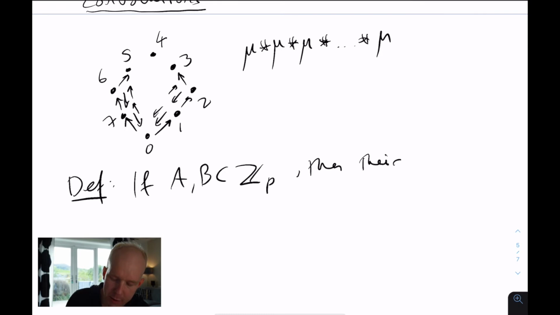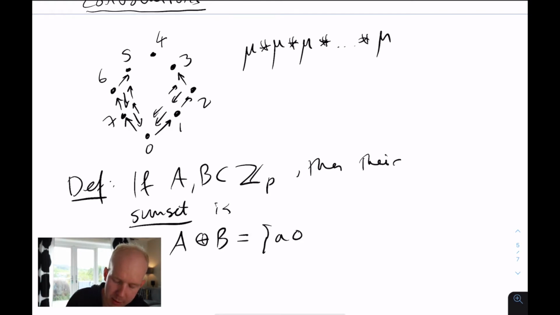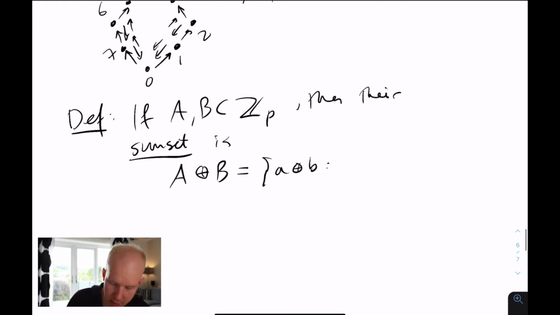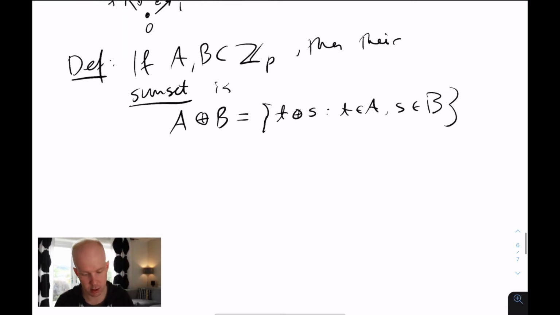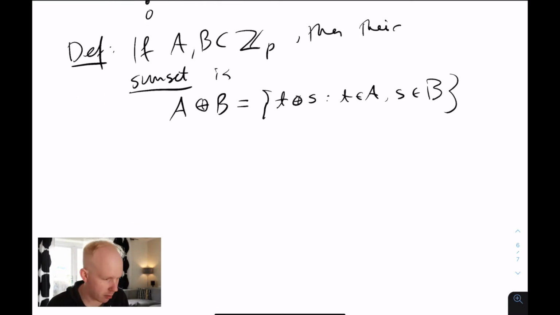their sumset is just the set of all possible sums. So that's just A plus B, the set of all t plus s, with t in A and s in B. The sumset is formally something that captures some properties of the original sets A and B.